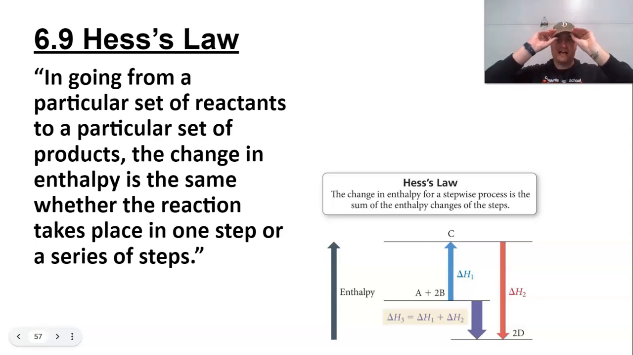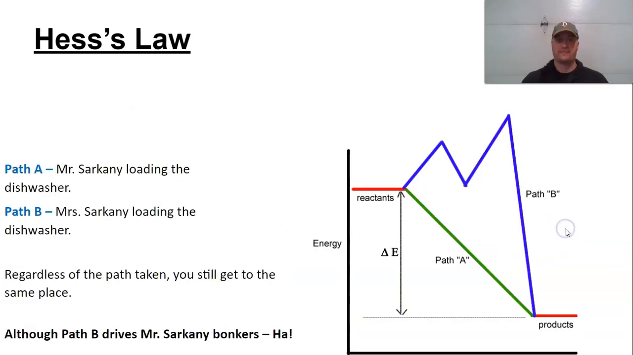Okay, now we're looking at our last section, Hess's law, Mr. Hess. In going from a particular set of reactants to a particular set of products, the change in enthalpy is the same whether the reaction goes in one step or a series of steps. So the idea is, again, all the steps, as long as they're all additive together, are going to provide us the same amount of energy.